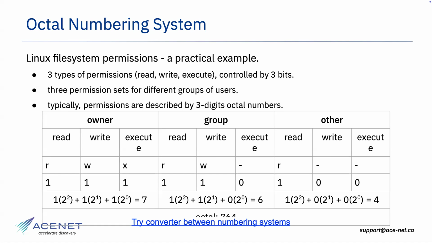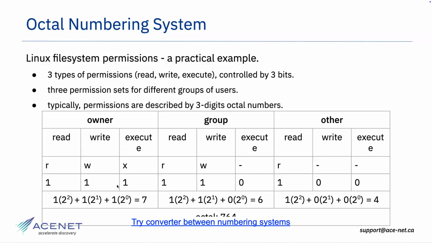There are 3 sets of permissions applied to different groups of users. The first set of permissions applies to the owner of the file. The second set of permissions applies to the user group that owns the file. And finally, the third category of permissions is known as others. That is permission for everyone else. So permissions are thus described by 3 groups of binary triplets.